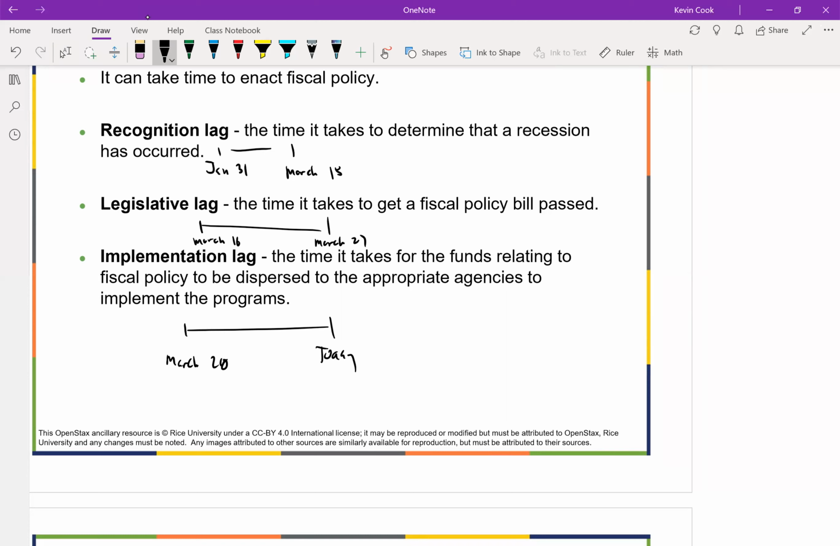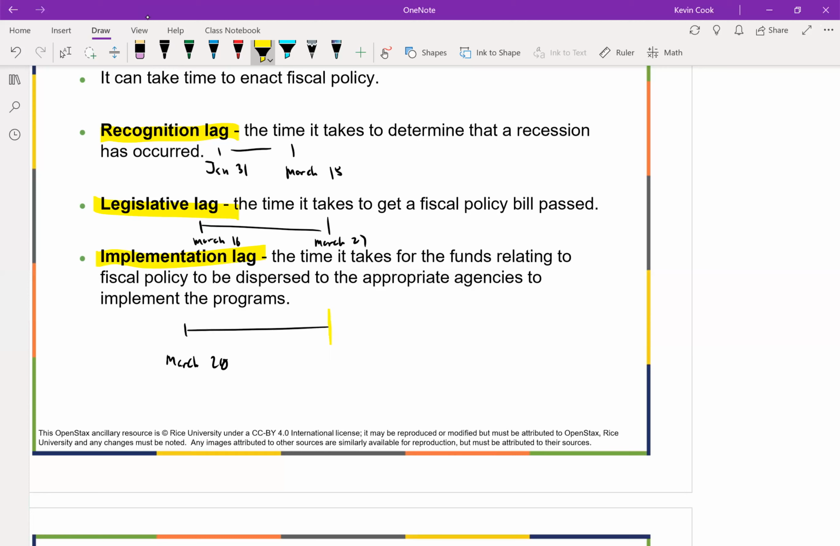So we have these three types of lag. Again, recognition: we have to realize that a recession is going on, that something is going on. Legislative: our policy has to get through Congress, so it has to go through the House, the Senate, then get passed, then get signed by the president. And then implementation: it takes time for funds to be dispersed and to figure out how people are going to get them. For this one, I would actually say this is more ongoing.